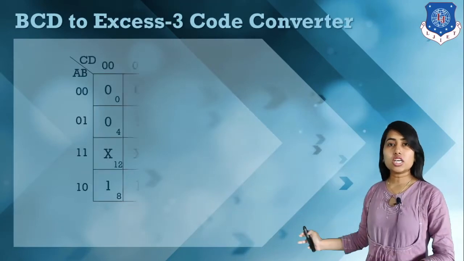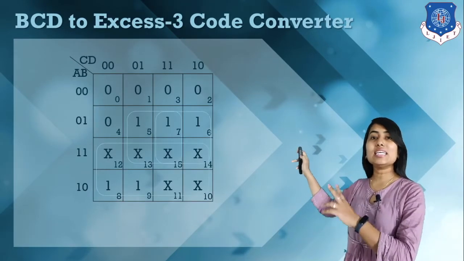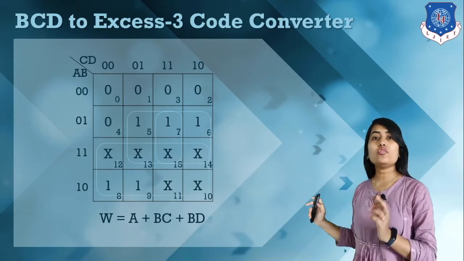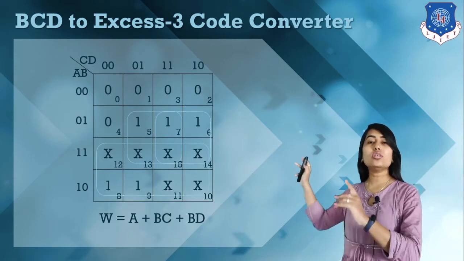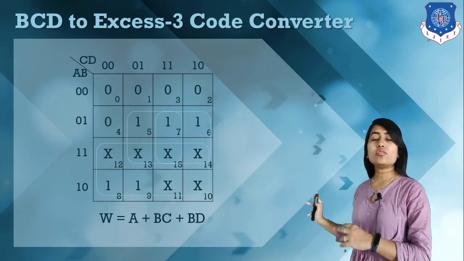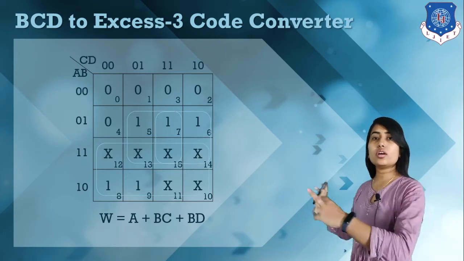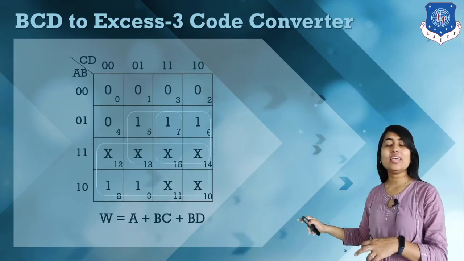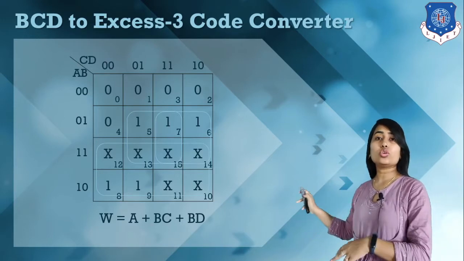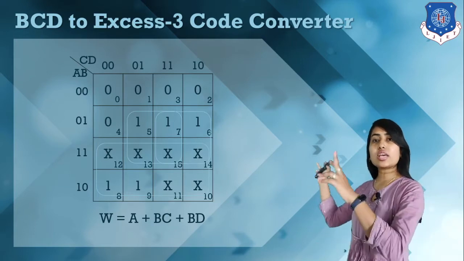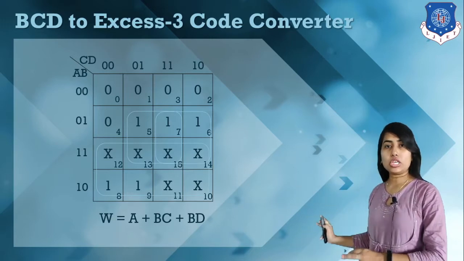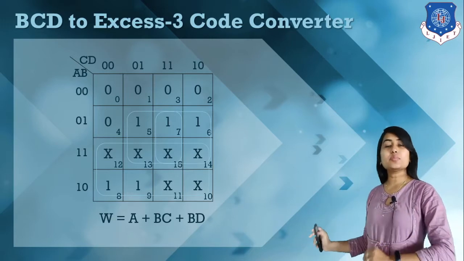Here we make the K-map for W in terms of A, B, C, D. We mark the values of W in this K-map according to the input conditions of A, B, C, D. Then we make groups. For the first group of 8 we have the equation W equals A. Then we make the next groups, and so we have W equals A plus BC plus BD.